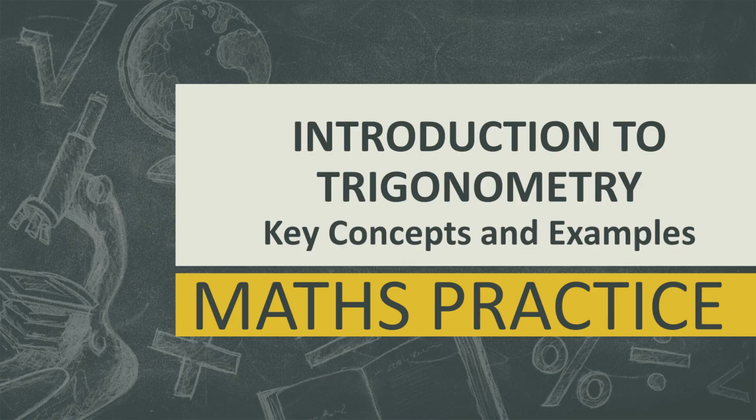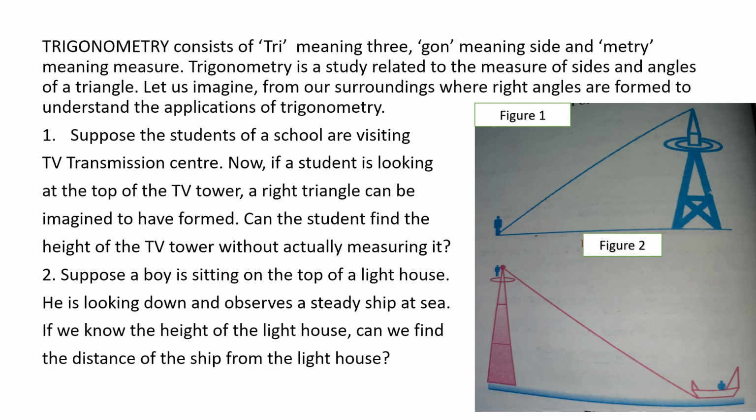Since trigonometry is a new concept for you, let us understand its meaning. Trigonometry consists of tri meaning 3, gon meaning side and metry meaning measure. Trigonometry is a study related to the measure of sides and angles of a triangle and it has immense application in science. Let us imagine from our surroundings where right angles are formed to understand the applications of trigonometry.